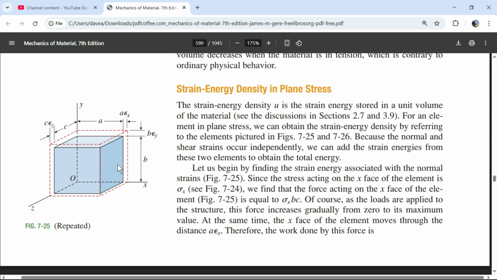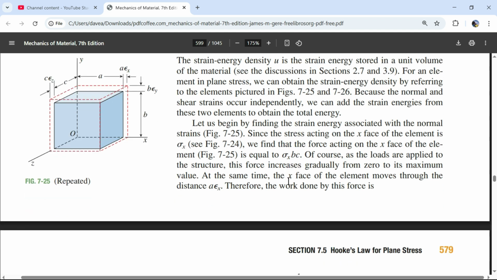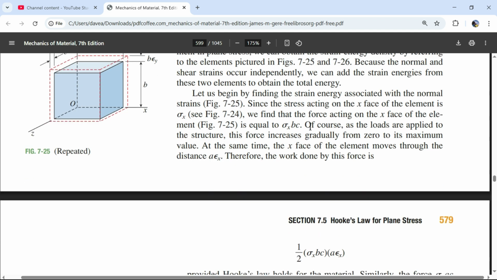The max force, because it's a spring, is easy. It's the stress on this element, because that stress is holding that force. You know what I mean? If we have a stress on this element, on that face, it's associated with a force, and that's sigma x b c. But that is not the force that took the element from unstressed to that stressed position. So we do half of it. It's the average. Average force times that distance.